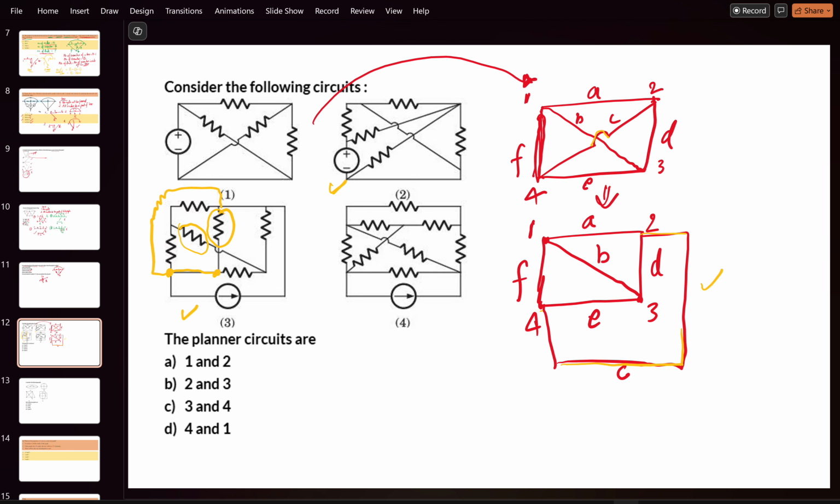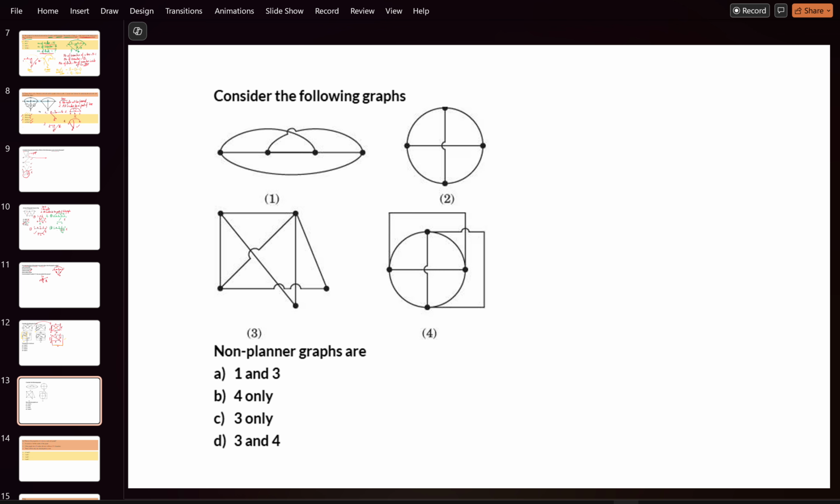Let me give you an easier problem of planar and non-planar. Try to solve this. Don't draw it, just observe the graph. If it could be drawn outside without crossover, then it is called planar. If it is not, then it is non-planar.